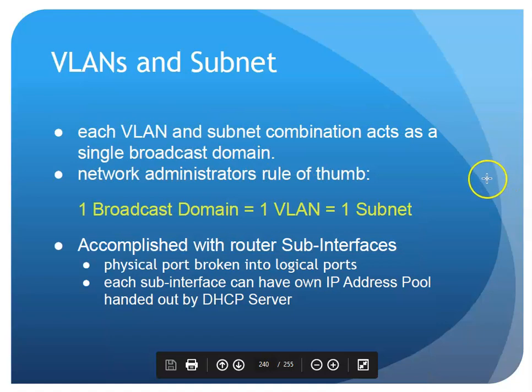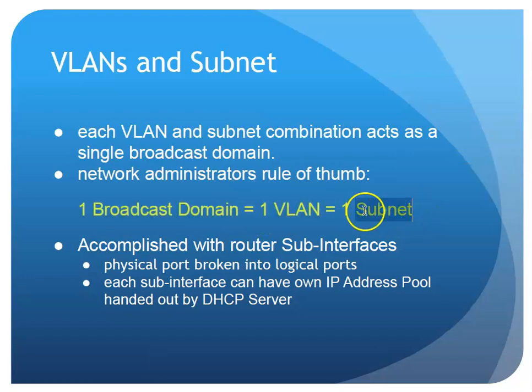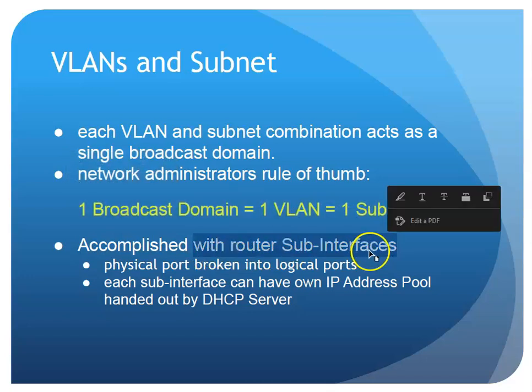So it looks like this right here is our reminder: one broadcast domain equals one VLAN equals one subnet. Typically, all three of those are tied together. This gets accomplished on a router with sub-interfaces, which again we're going to do. We're going to do some VLAN configuration, some subnet configuration, then eventually we're going to take those two pieces and put them together like I would have in a real network.